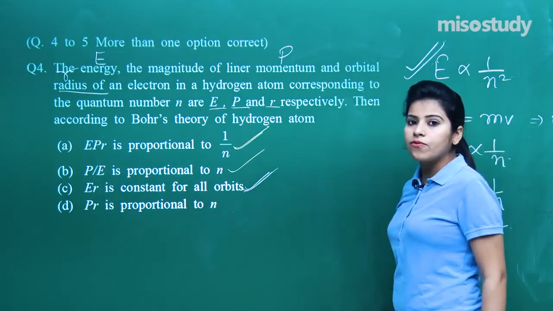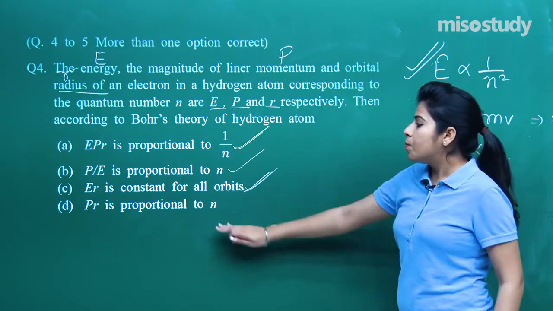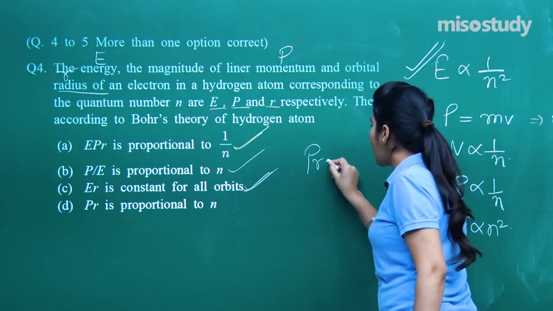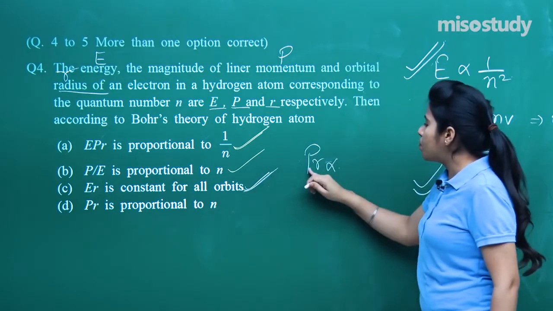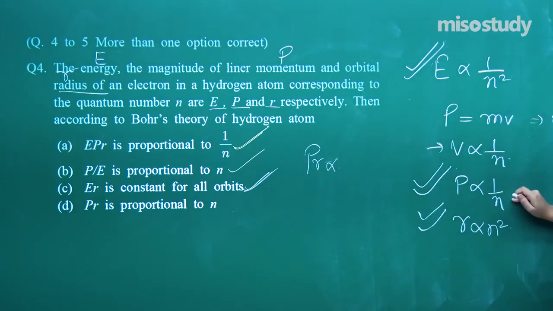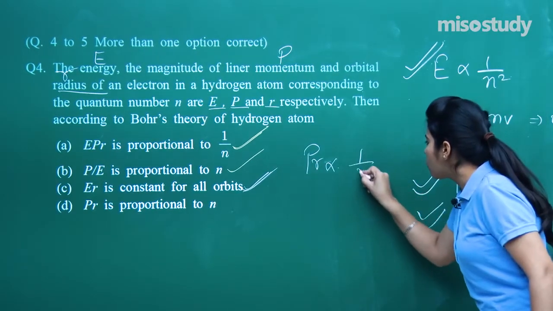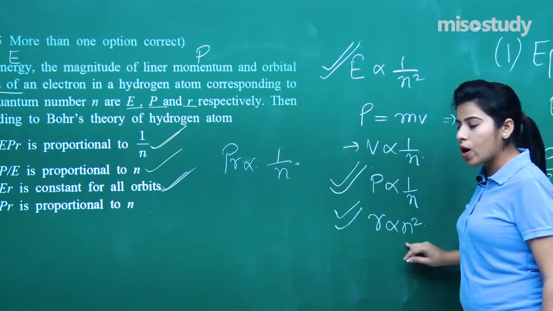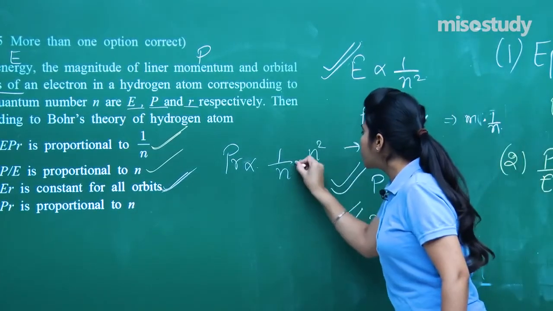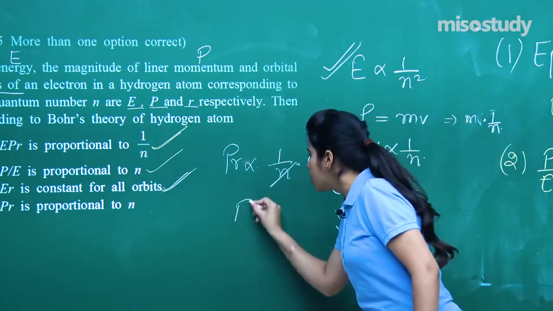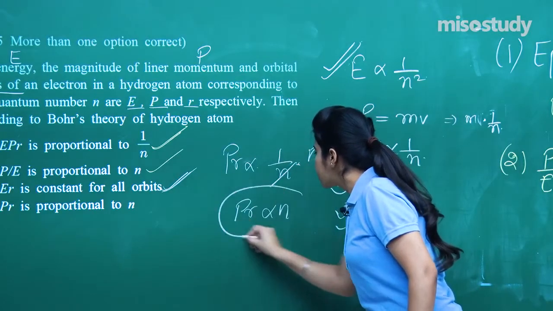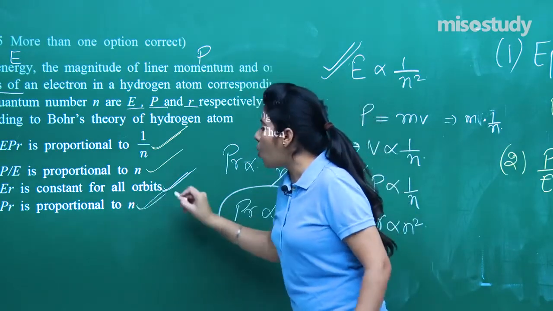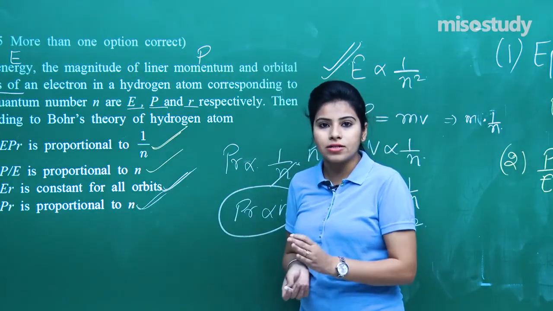Now to check the fourth and last option, PR is proportional to n. So let me do PR over here. This will be proportional to, P was proportional to 1 by n, so put this value 1 by n. R was proportional to n square. So put this value, and you can see this has come out to be proportional to n. So yes, this is again the correct answer. That means all the options of this question are correct, right?